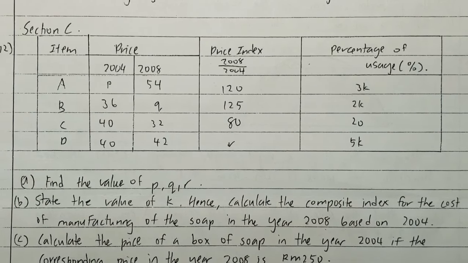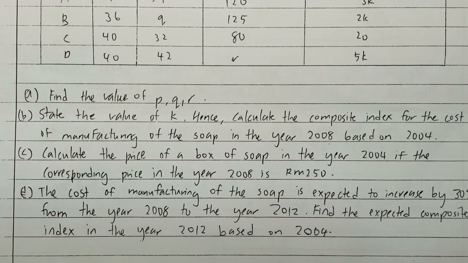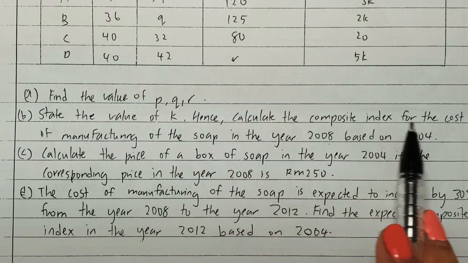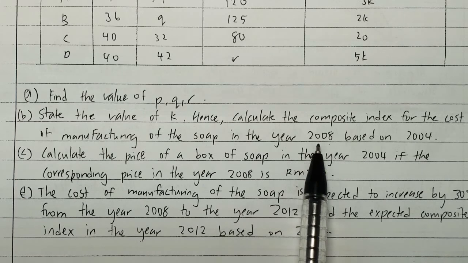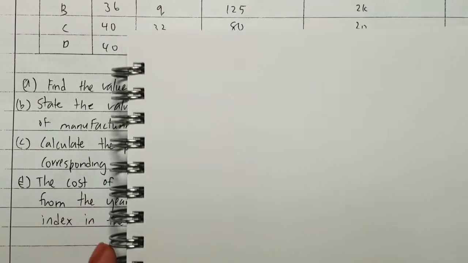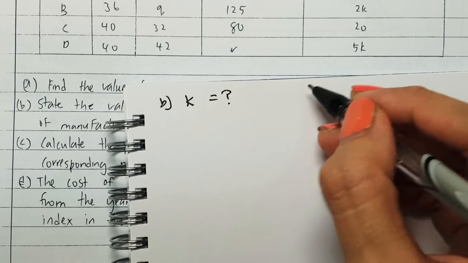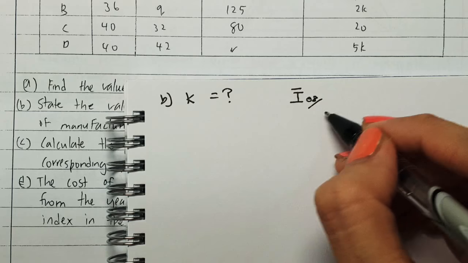Okay, let's concentrate on part B. Part B, we have to state the value of K. State the value of K. Hence, calculate the composite index for the cost of manufacturing of the soap. This is the cost to make the soap with the items A, B, C, D in the year of 2008 based on 2004. So we have to analyze the question. What exactly are we asked to do? So the first part is to state K. So what is K? Secondly, we have to find the composite index of year 2008 based on the year 2004.